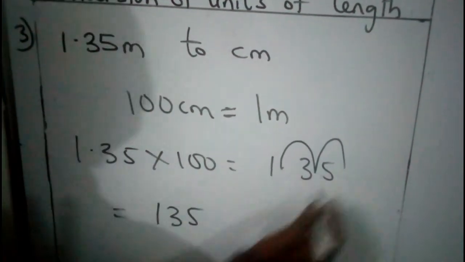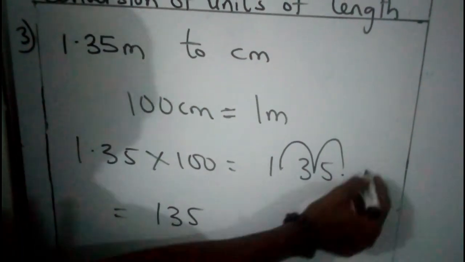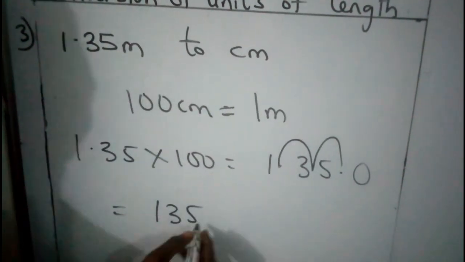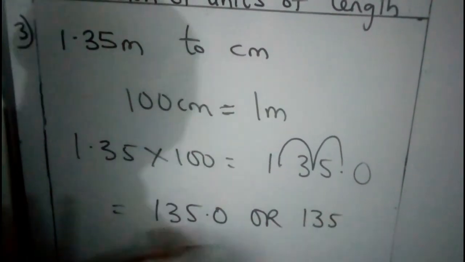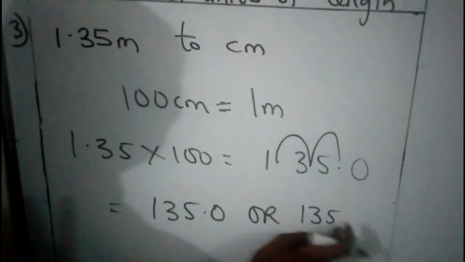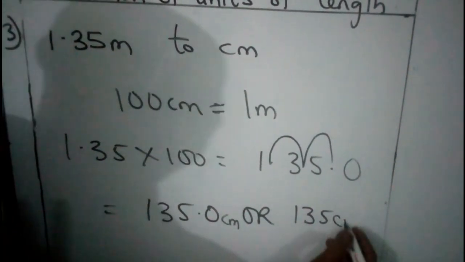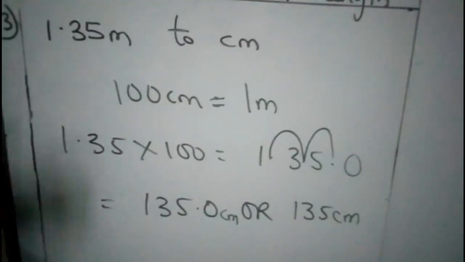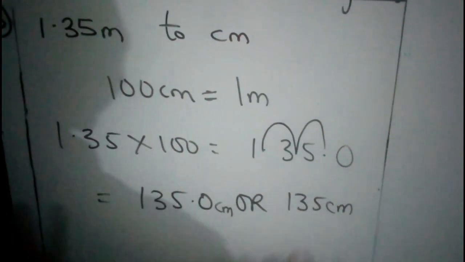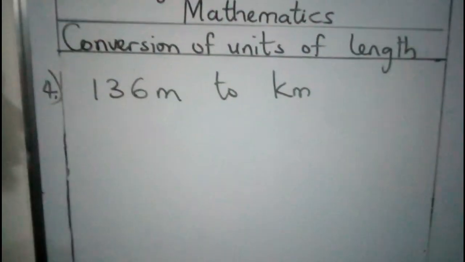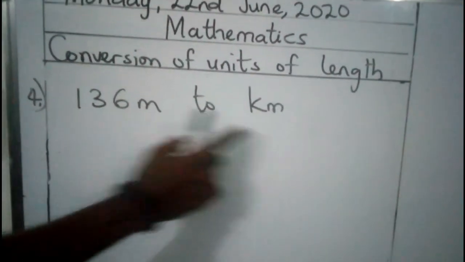135. Somebody will say we will drop the point here, isn't it? You can still drop it there. Points cannot end the number, so you have to add another 0 to it. So that gives you 135.0 or 135, because 135.0 is the same as 135, and this is 135.0 centimeters or 135 centimeters. So 1.35 meters to centimeters gives you what? 135 centimeters. Example 4. Convert 136 meters to kilometers.